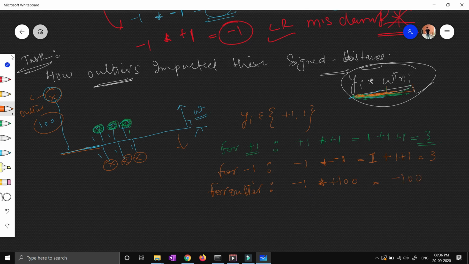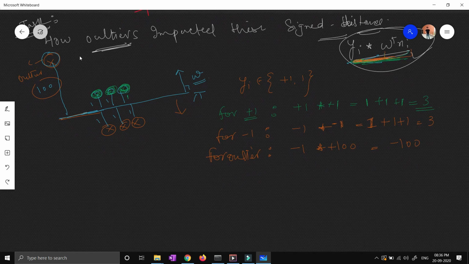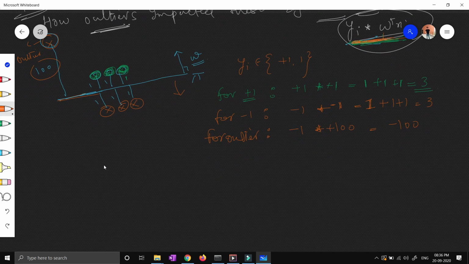Now if I put this in my optimization problem equation, you can see the summation of i equals 1 up to n of yi w transpose xi. We have just calculated this particular term for all the points, and now we will do the summation. 3 plus 3 minus 100. We will do the summation for all these values.